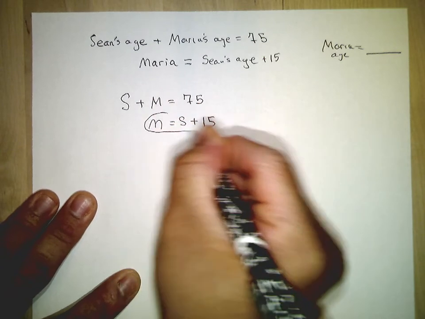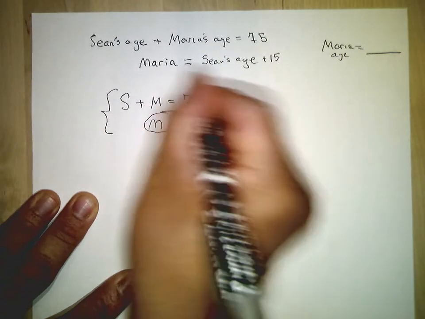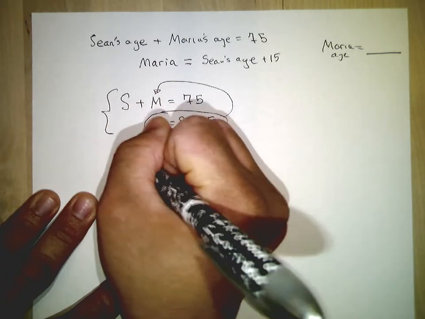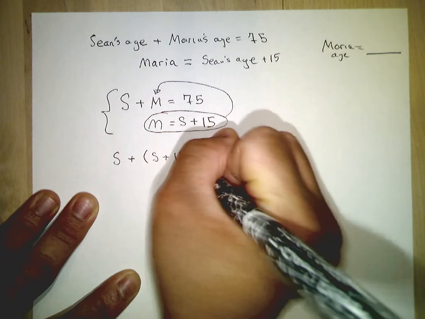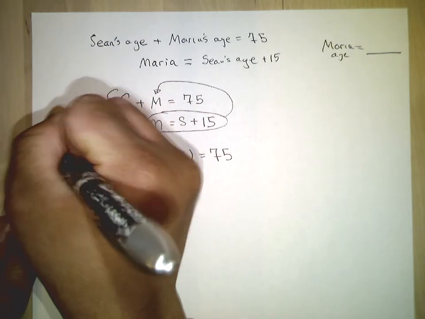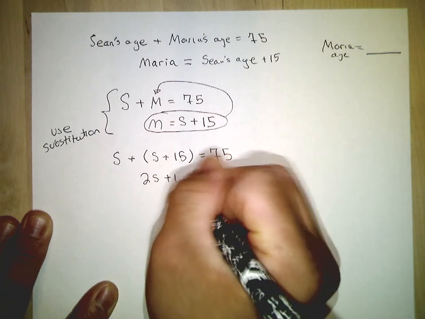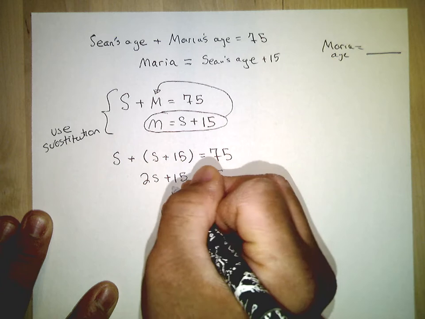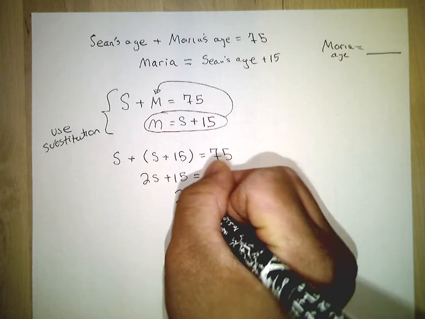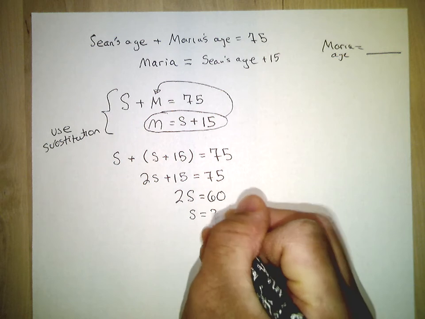Well, then I can see that a good way to solve this system of equations might be to substitute this into this equation, all right? So we have S plus S plus 15 is equal to 75. Then combine like terms. So again, we use the substitution method here. So 2S plus 15 is equal to 75. Subtract the 15 to get 2S is equal to 60. Then divide by 2 to get S is equal to 30.